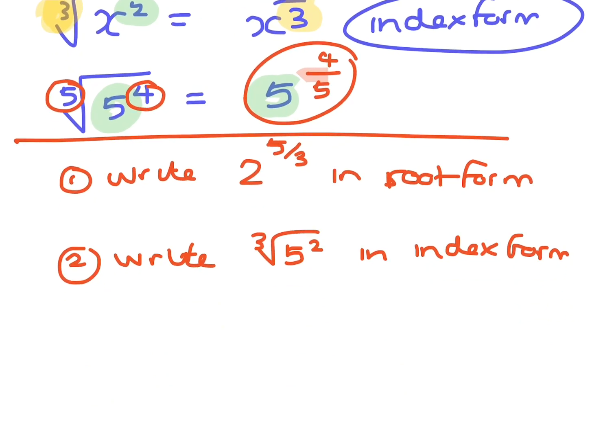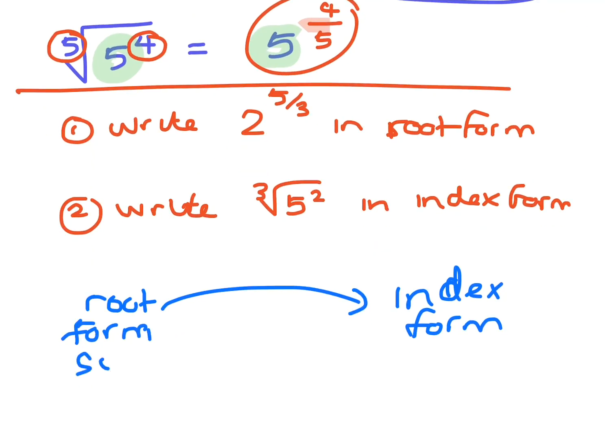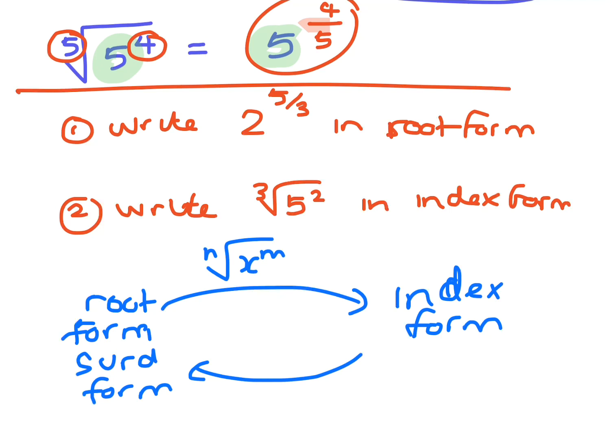So as a general rule, if you want to go to root form, and instead of root form, the word they sometimes use is surd form. Okay, so going from the root form, the nth root of x to the m, to the index form, this is x to the m over n.